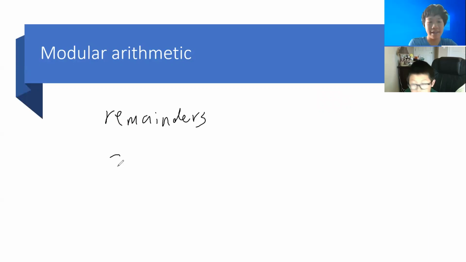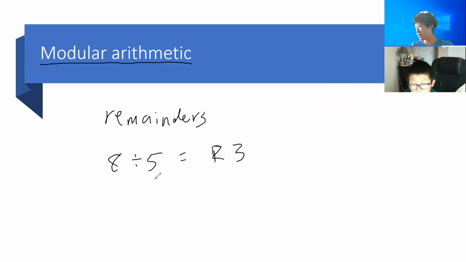For example, we know that 8 divided by 5 gives a remainder of 3. So basically, modular arithmetic is like the math we do with remainders. We're going to look at this and do some math with it. Modular arithmetic has a fancy notation, and notation is the way we write things. It basically goes like A equals B mod C. This is the format in which you're going to write things.